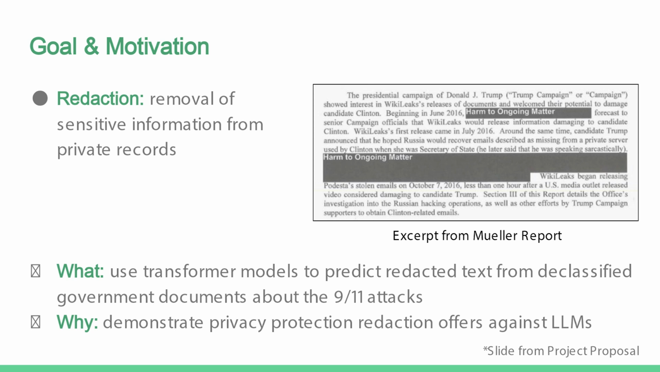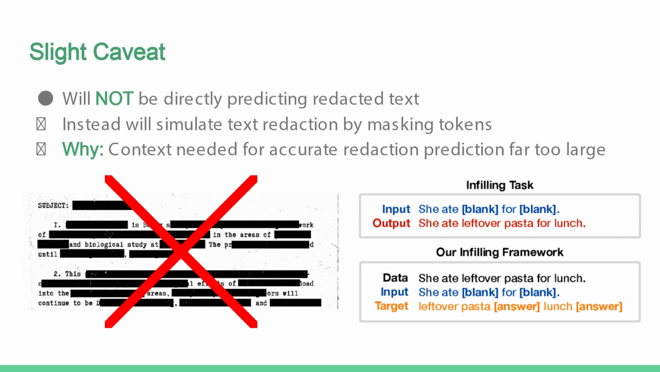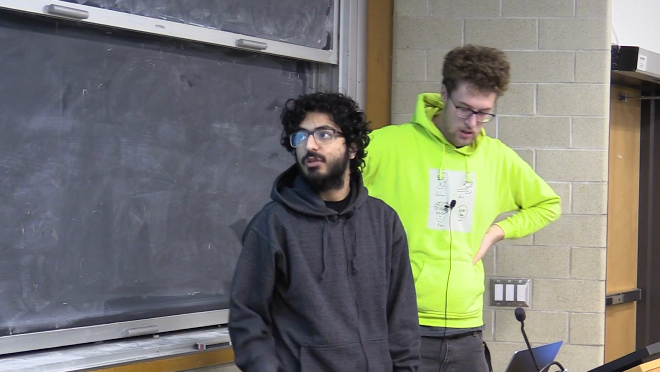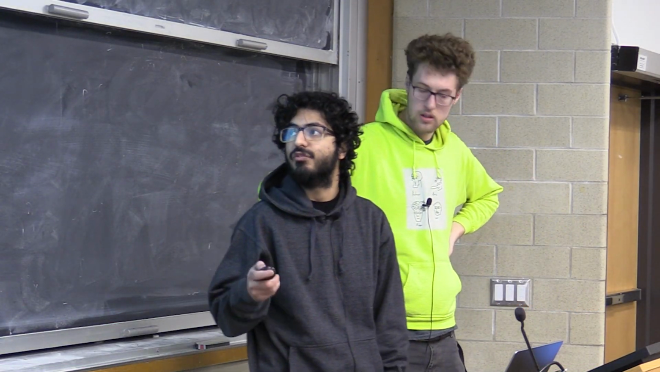Redaction is the removal of sensitive information from private records. The goal of this project is to use transformer models to predict redacted text from declassified government documents about the 9/11 attacks. We want to demonstrate the level of protection redaction offers against LLMs. The slight caveat is that we will not be working directly with redacted text. Instead, we will simulate the masking directly. The reason is that we need a lot of context to actually predict redacted text regions, which we do not have the compute resources nor the level of models for.